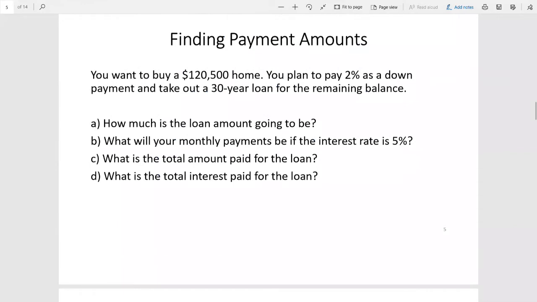Okay, suppose you want to buy a home for $120,500. You plan to pay 2% as a down payment and take out a 30-year loan for the remaining balance. We want to know how much the loan amount is going to be, what your monthly payments will be if the interest rate is 5%, what is the total amount paid for the loan, and what is the total amount of interest.